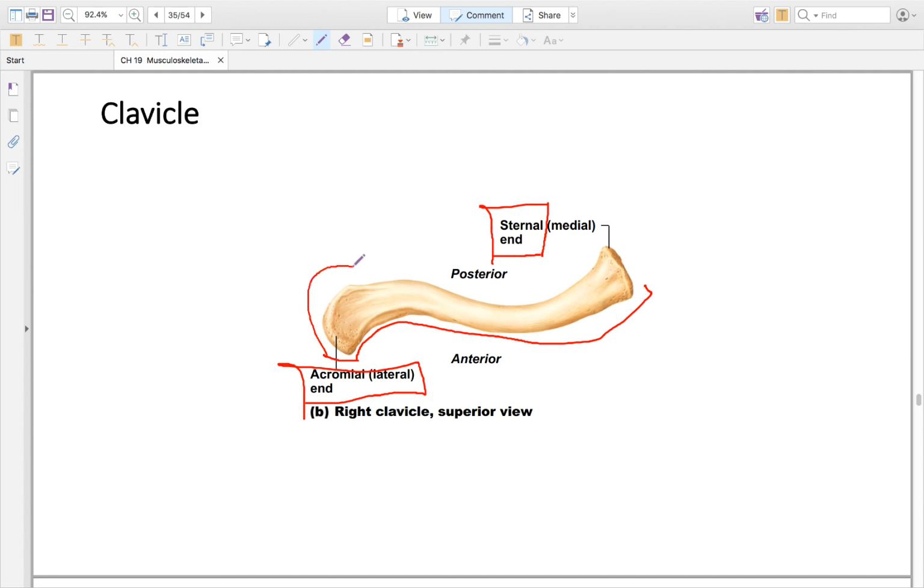Now anyways, I want you to be able to recognize bones on the body and individually, and this has one shape and one shape only. See how it's flat on this side and blunt on this side, and it makes this very particular S shape. That is your clavicle.